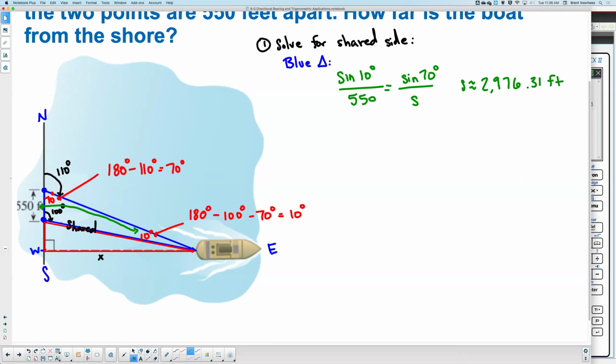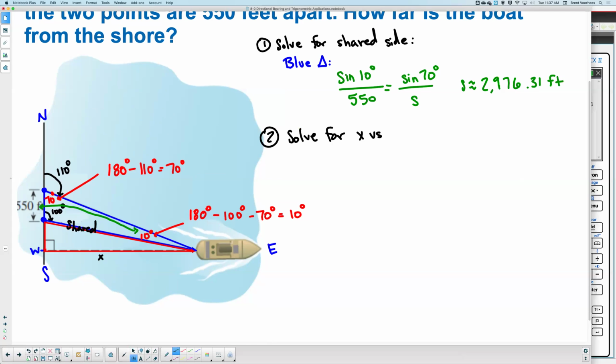Okay, so does that mean we're done? We found the answer? No, that's the boat from this part of the shore, but the boat is closer to this part of the shore. So now let's transition triangles. So now we can solve for x. Why did we not solve for x earlier? Because we needed to know the shared side.